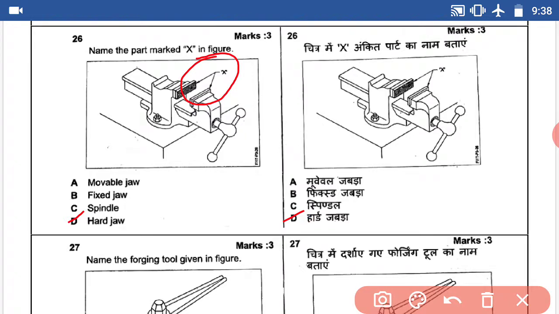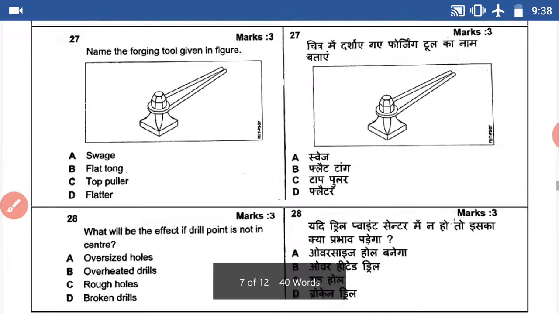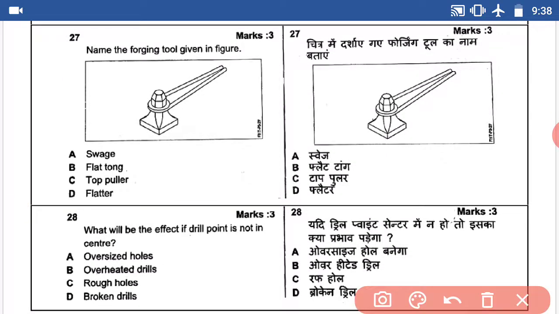Question number 27. Name the forging tool given in the figure. This image is plotter. Answer D.